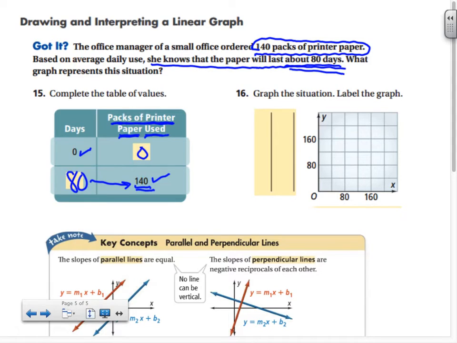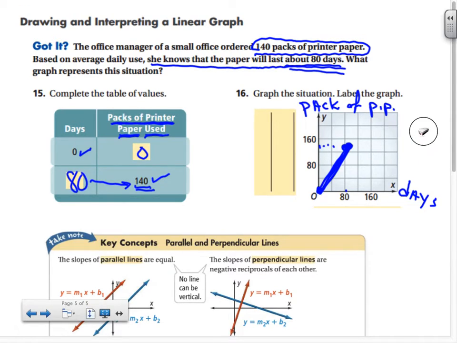So if I do a quick graph of the situation. At 0 days, remember X stood for days, and this stood for packs. I'll just say packs of printer paper. So 0 days go by, 0 packs gone. 80 days go by, 140, that's probably right in this area right here. Okay, so if I graph the situation, there is the line segment that would represent this. Kind of an off-the-wall problem.